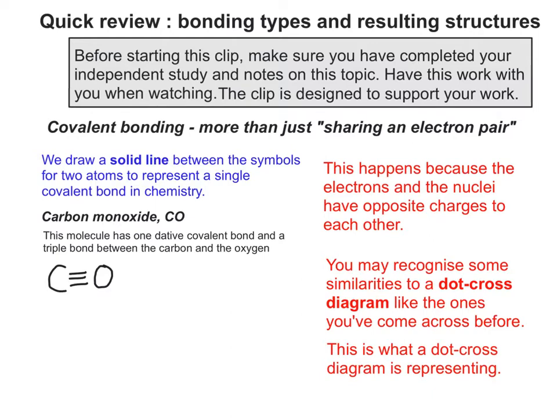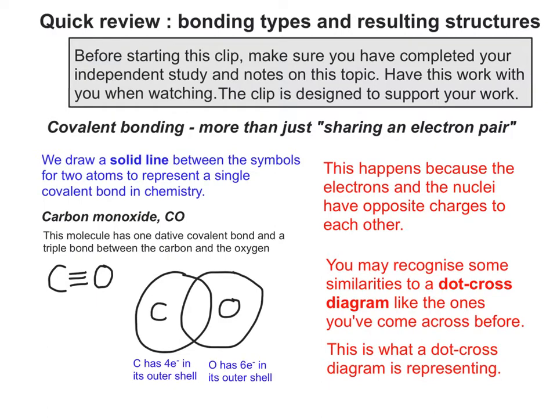But what if you had to draw this out as a dot-cross diagram? So clearly what we'll need to do is, just like we did for nitrogen, allow a substantial overlap between the shells. Now, applying the same logic as we did before, think about how many electrons each atom has in its outer shell before it undergoes any bonding. So if we bear this in mind while we draw the triple bond.